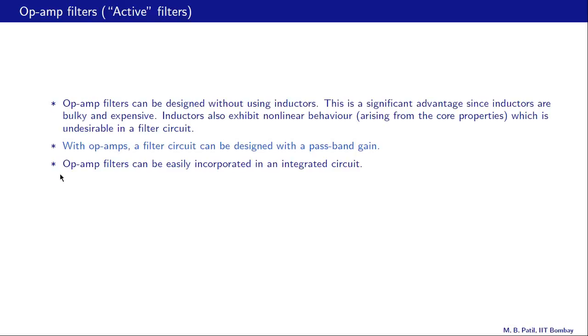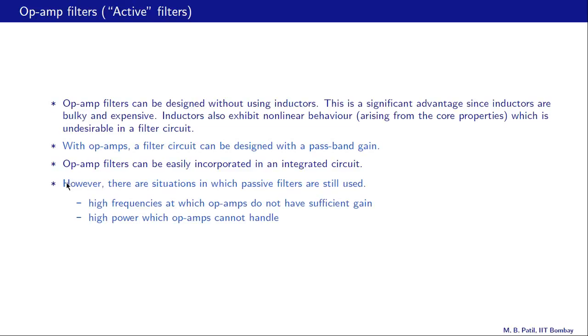Op-amp filters can be easily incorporated within an integrated circuit. That's another advantage. However, there are situations in which passive filters are still used. Here are two situations. High frequencies at which op-amps do not have sufficient gain. That is one situation in which we would like to use passive filters. Second situation, high power which op-amps cannot handle. So that's another case.